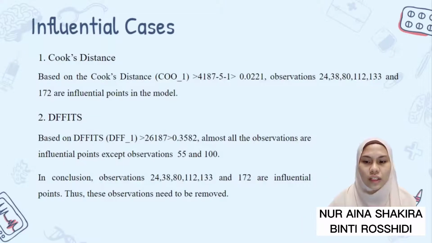To check the influential cases, we use the formulas Cook's distance and DFFITS. For Cook's distance, values above 0.0221 are the influential points, while for DFFITS, values above 0.3582 are the influential points. In conclusion, observations 24, 38, 80, 112, 133 and 172 are influential points. Thus, these observations need to be removed.